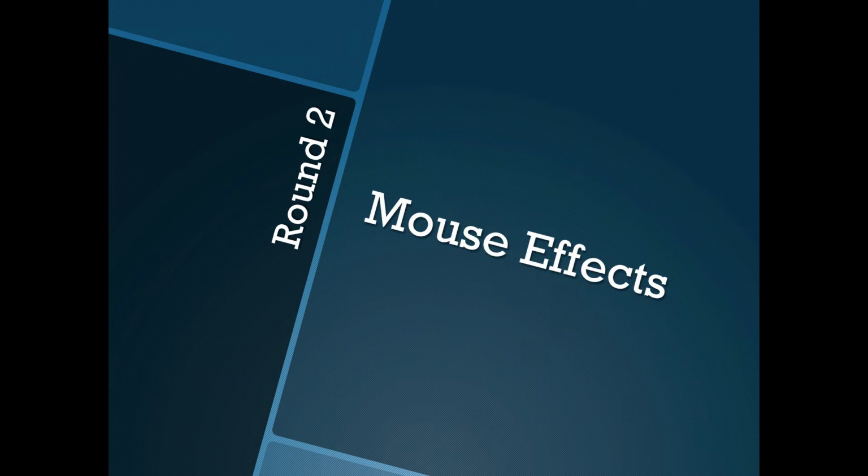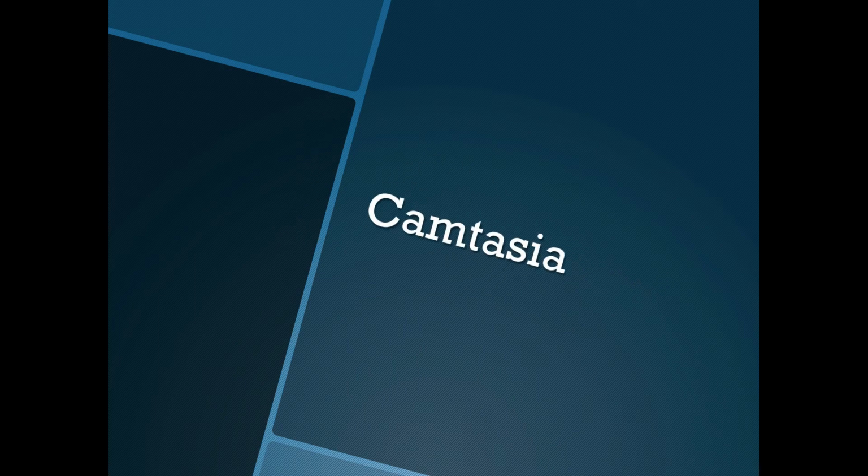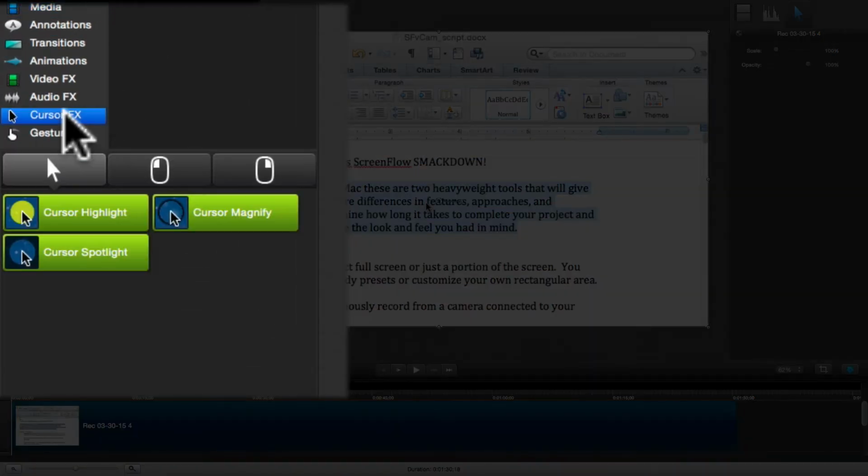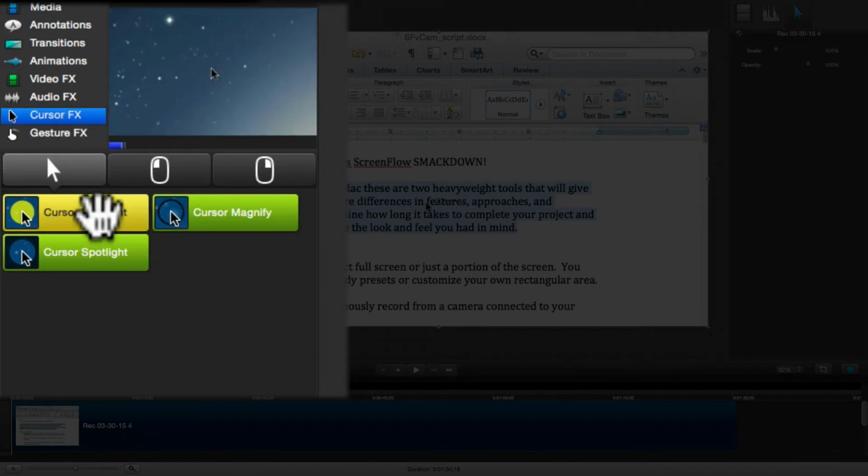Round 2. Mouse effects. First up, Camtasia. We can open up a properties panel and see that there are tabs for video properties, sound properties, and mouse properties. The default mouse properties are scale and opacity, which allows us to control the size and translucency of our mouse. If we want additional ones, we go to the cursor FX.